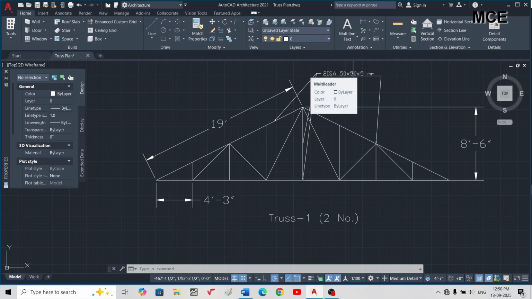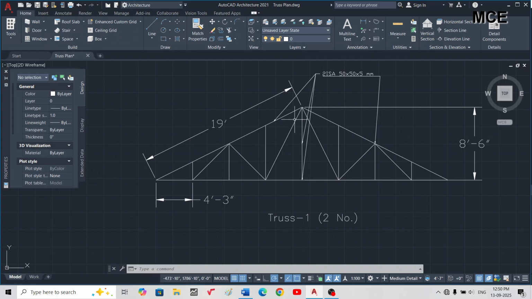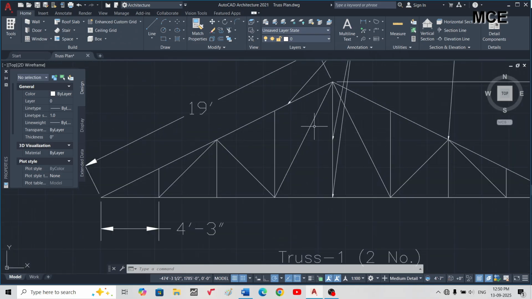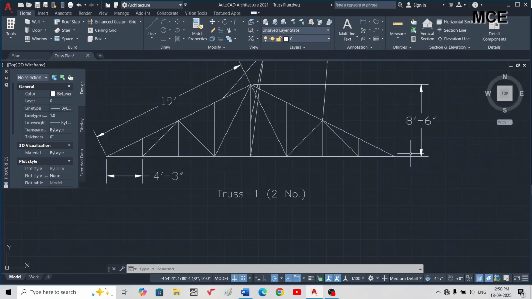If the snow loading in your area is much higher, you can go for the ISMC, that is the channel sections. It is better to design the section in STAAD Pro, or if you have good experience, then you can decide what type of section to take. You can take ISMC 100 if the snow loading is more, but in my case the snow loading is much less, so I will take 2 ISA 50 into 50 into 5 mm for the rafter, king post and bottom chord. You can also export the file to STAAD Pro to design the section, which I will show in another video.